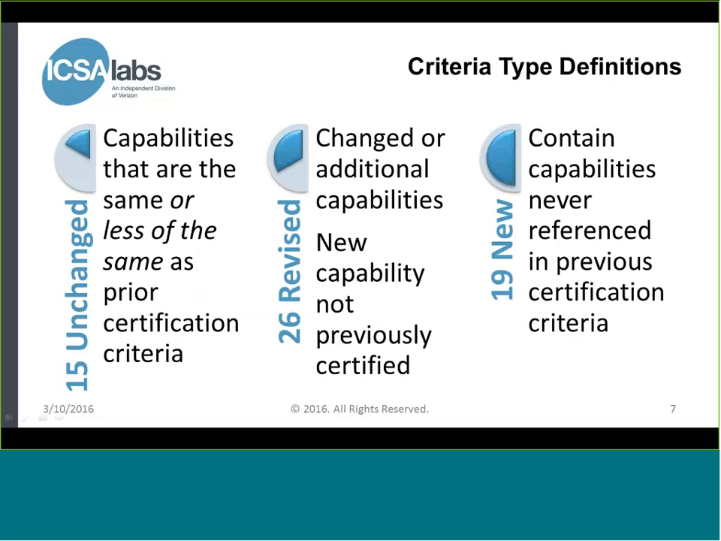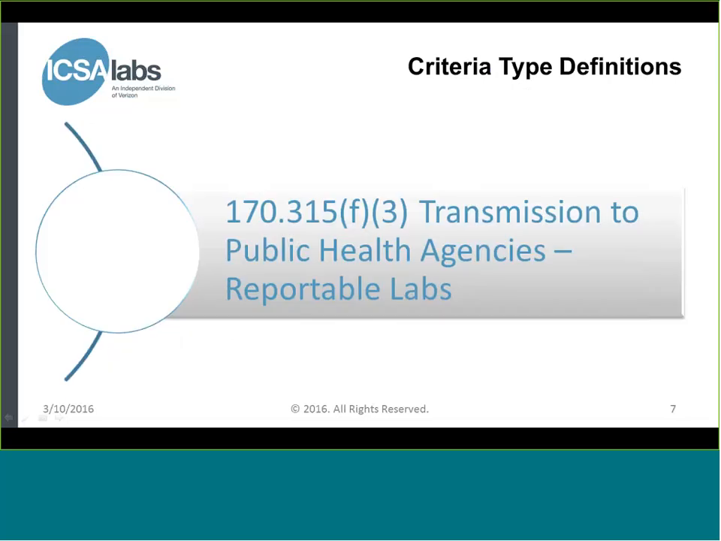Just a quick overview of the criteria type definitions. Unchanged criteria are gap eligible. Revised criteria means that something has changed, they added some capabilities, or was a new capability that wasn't previously part of the criterion, and then brand new criteria, so it's never been tested before in this program.